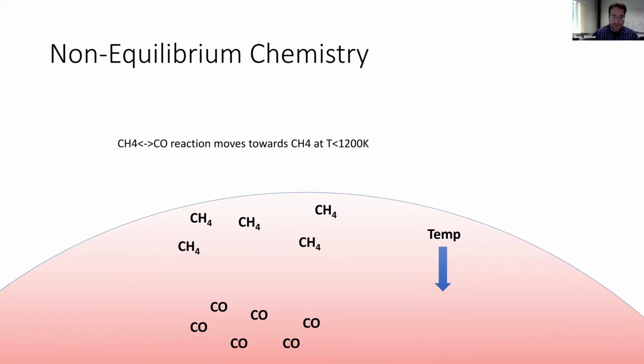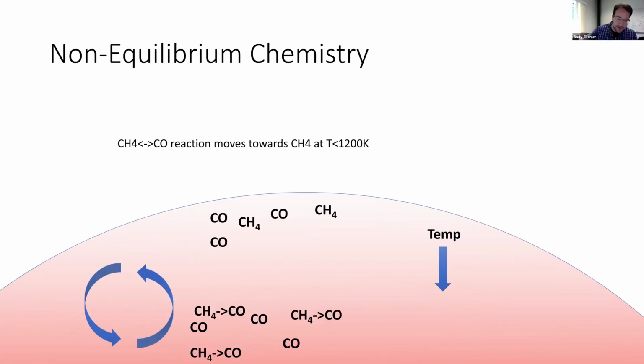In equilibrium chemistry, you've got cold gas at the top of your planet, warmer gas as you go deeper in. The chemical reaction between methane and CO favors methane at the colder, higher altitudes and CO deeper in. But if there's turbulent mixing in the atmosphere, some of that carbon monoxide is going to get mixed up into the photosphere. And that happens on a faster time scale than the carbon monoxide can be turned into methane. So that's what non-equilibrium chemistry is, and we see that very commonly in the young objects.